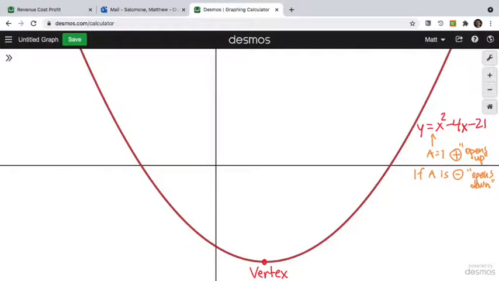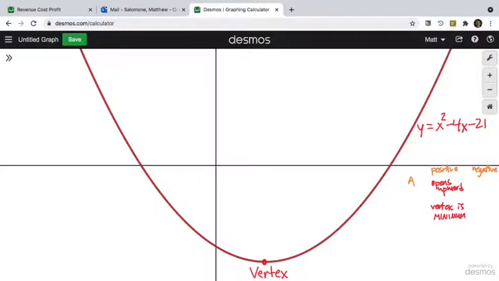So maybe that's another way to think about it: the vertex is a minimum if the parabola opens upward, if the coefficient a is positive, and the opposite is true if a is negative. Opens downward, vertex is a maximum. Okay. But knowing that doesn't tell us the coordinates of this vertex. We have to find the coordinates in some other way. So let's think for a moment about how we might do that.